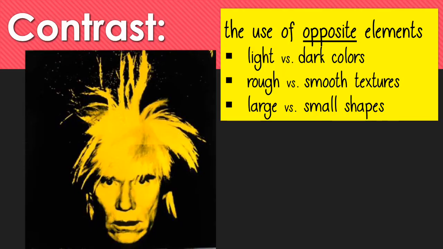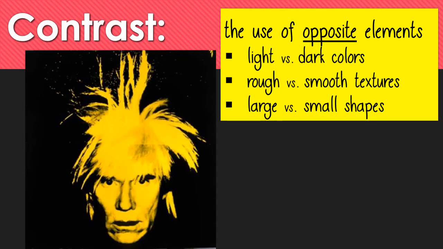The next principle is contrast. So it's the use of any of those elements that you learned about, opposites of them. So we have light colors versus dark colors, or rough versus smooth textures, or large shapes versus small shapes. So the contrast of any of those elements.